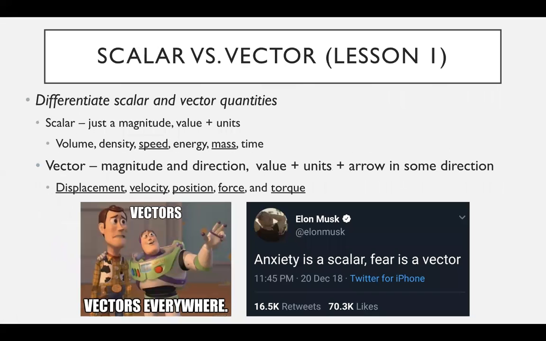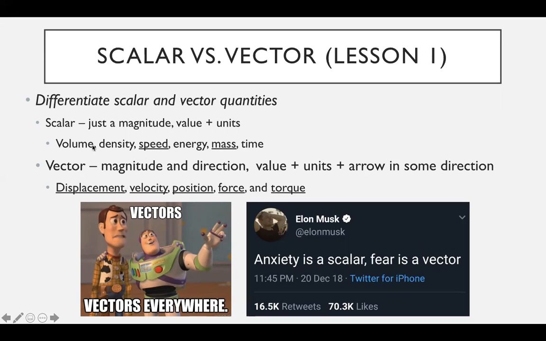The next big thing was scalars and vectors. The learning outcome was to differentiate between the two. A scalar is just the magnitude, so it's just how strong the value is, and its answer is just the value in the units. Some examples: volume is just measured in milliliters, or whatever. It's not like milliliters to the east. Density is the same way. Speed and mass are the ones we're really going to use a lot in this class. You'll see some energy, and obviously we need time, but speed and mass are hugely involved.